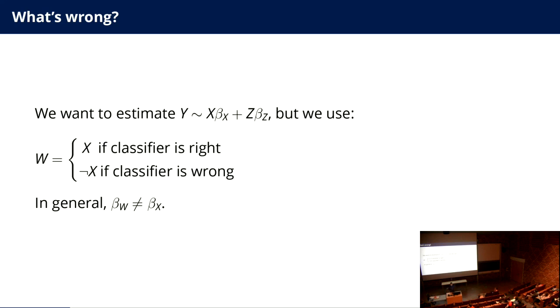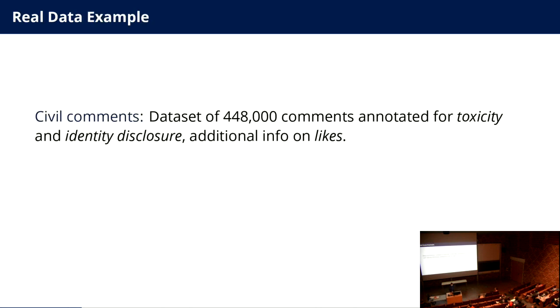So I'm setting this up in terms of a binary classification task, and there's a reason for that, and we can talk more about it later, but for now let's just stick with assuming that these are binary classifications. But the problem is that in general, the estimate for beta w in our model is going to be different than our estimate for beta x. Does that make sense? Okay.